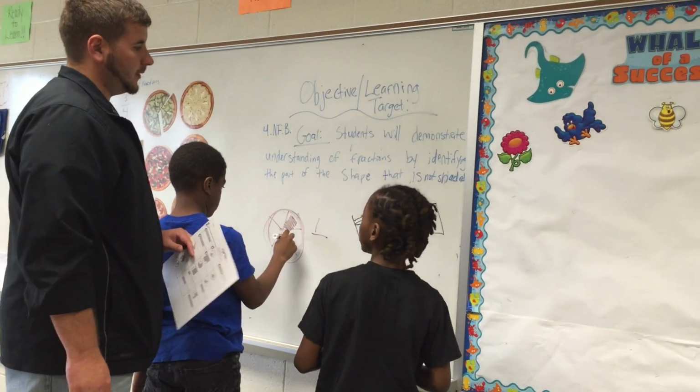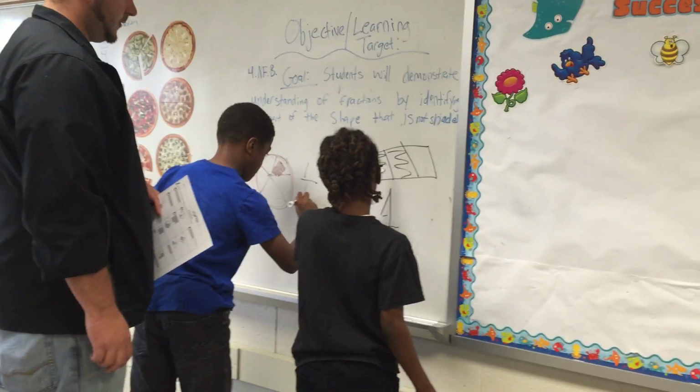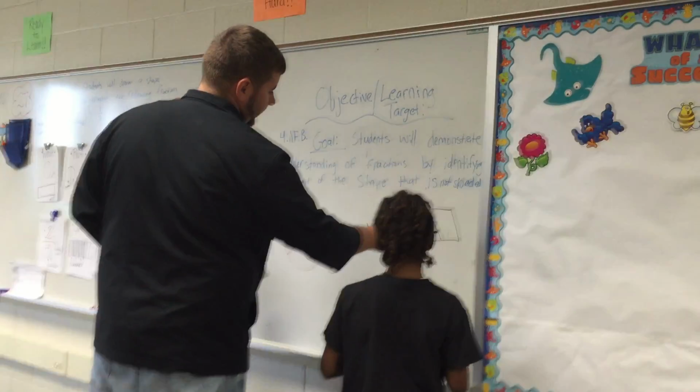Why'd you get 1 out of 4? Because there's four of them and 3 shaded. So why would 1 be shaded? It would be 1, 2, 3, right?